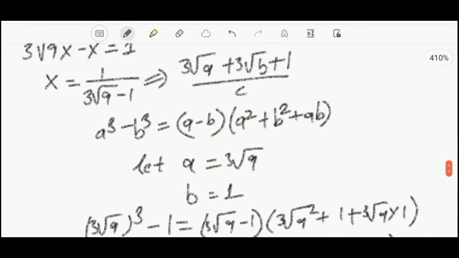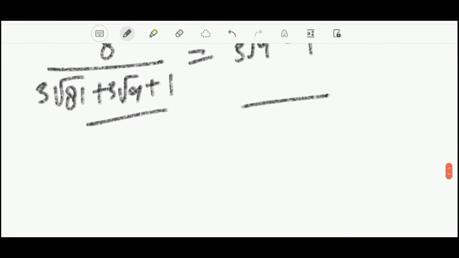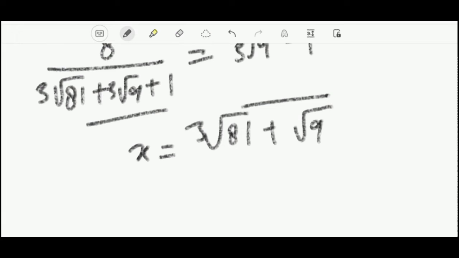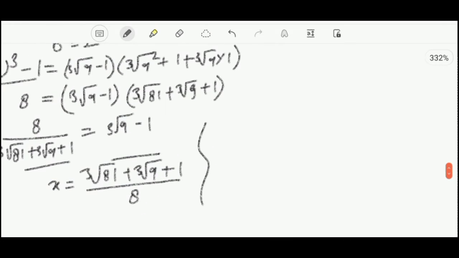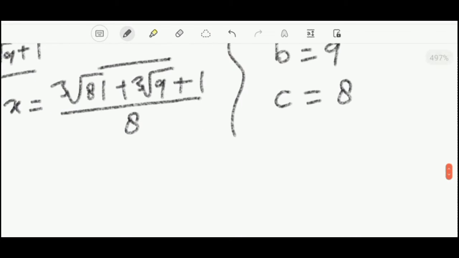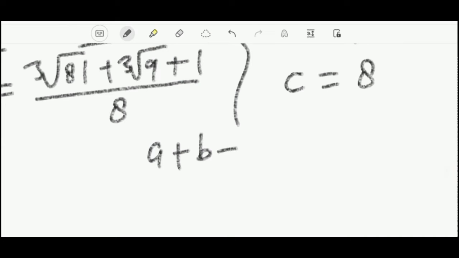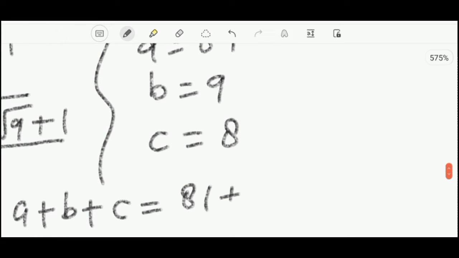But our x is 1 upon cube root of 9 minus 1, so we can simply take the reciprocal of both sides. So we get that x equals cube root of 81 plus cube root of 9 plus 1, divided by 8. And if we compare with our original form, we can simply say a is 81, b is 9 and c is 8. So the value of a plus b plus c is 81 plus 9 plus 8 equals 98.